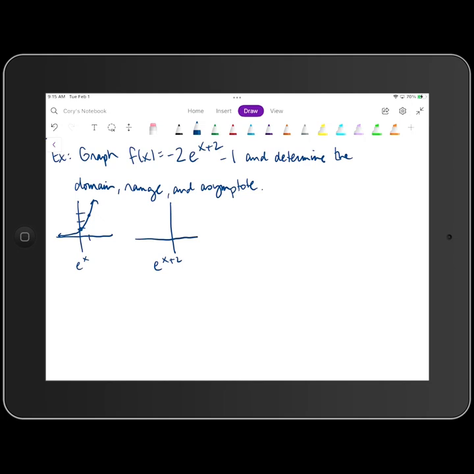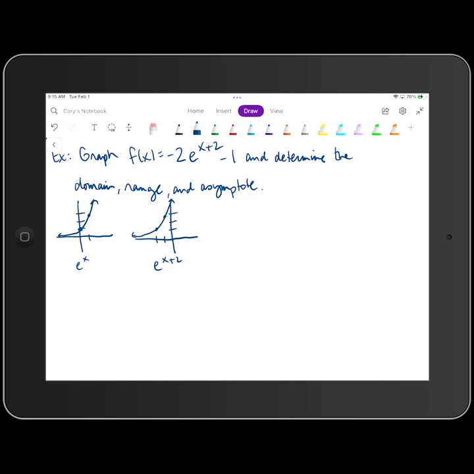So e raised to the x plus 2 power is going to shift the previous graph 2 units to the left. So the point that was at (0, 1) is now at (-2, 1). And the point that was at (1, 2.7) is now at (-1, 2.7). Okay, so graphically our curve is going to look like so.